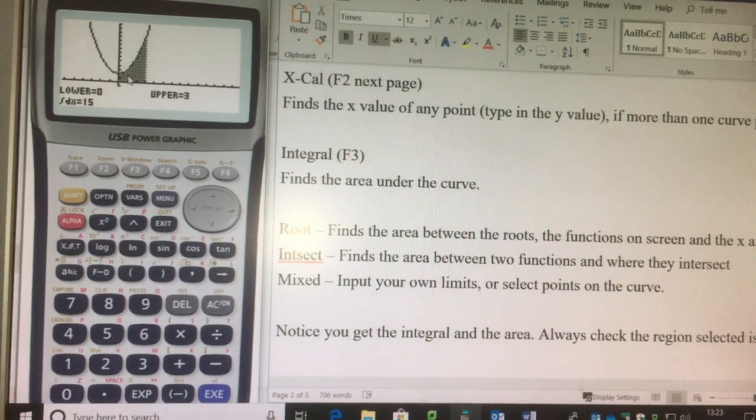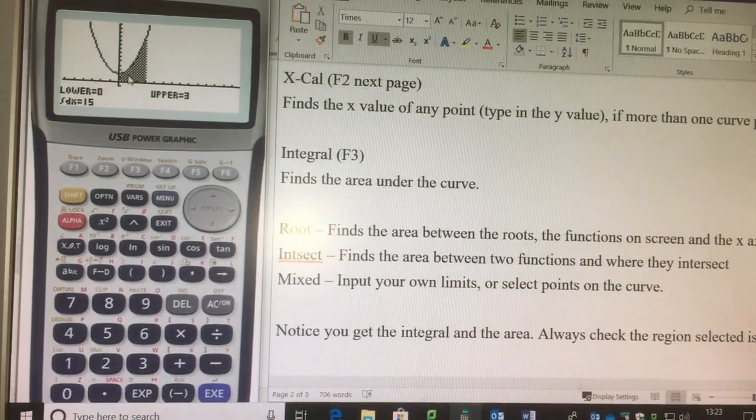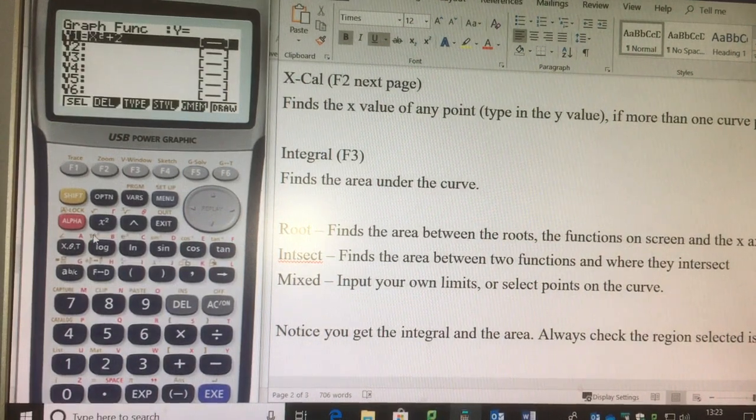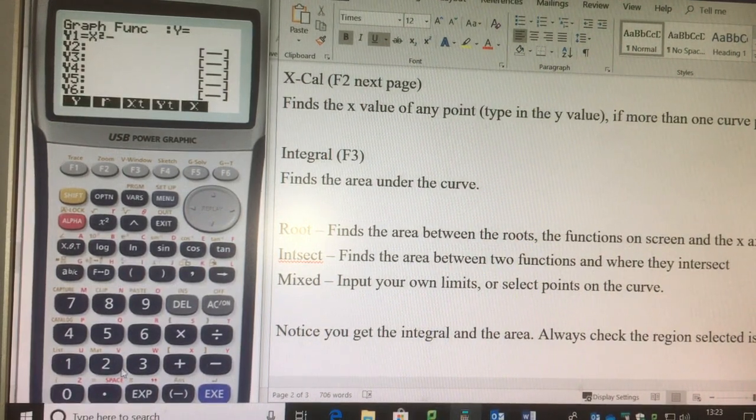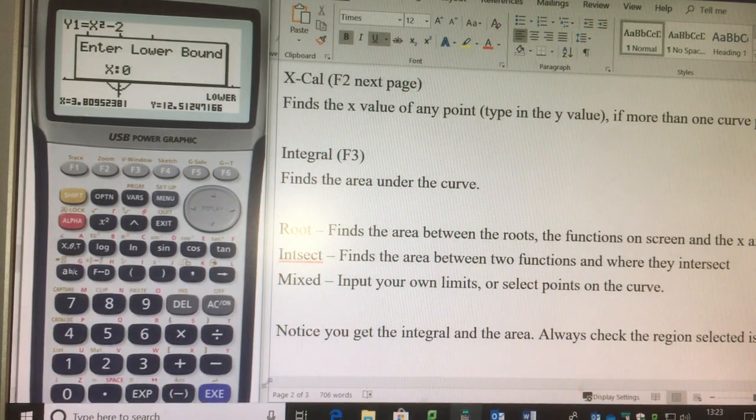What can change is if we move that x squared down, we'll have a negative and a positive area. So let's try that. If we move our x squared to maybe x squared take 2 instead, and plot that. Now if we found the area between, let's say, 0 and 5, we're mixing a positive area and a negative area. So gsolve, integral 0 and 5.